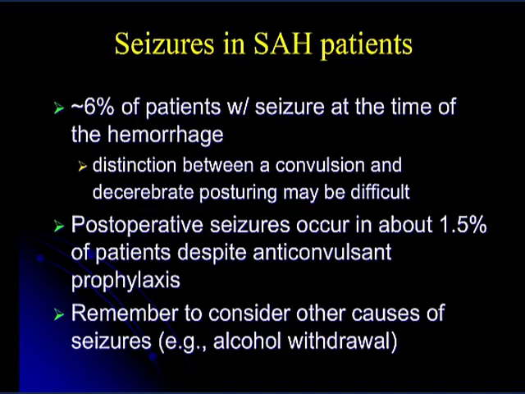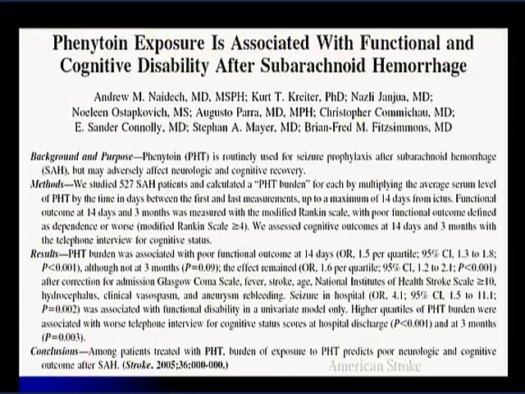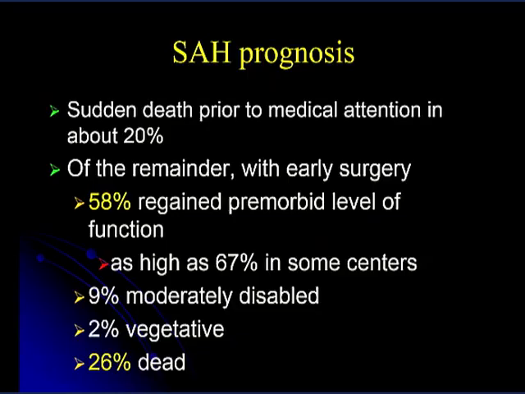Seizures in subarachnoid patients happen about 6% of the time. We may need to treat these patients, but the key is that the guidelines say you don't give prophylaxis unless they actually have a seizure. For this reason, you have cognitive disability after subarachnoid hemorrhage, so it's not recommended.